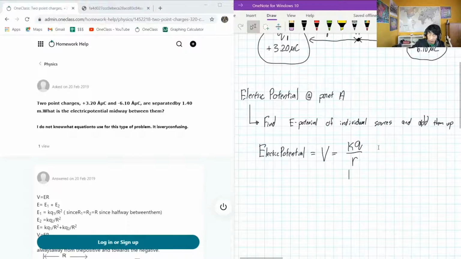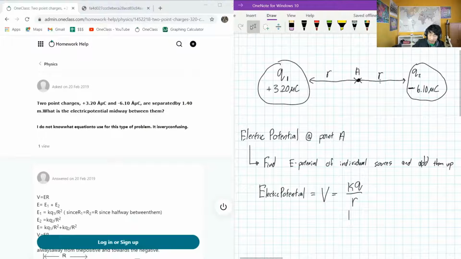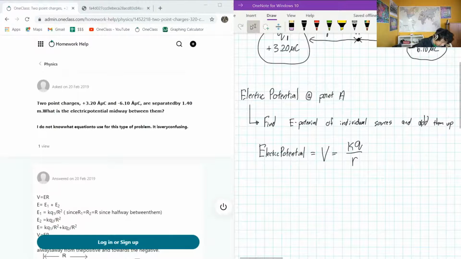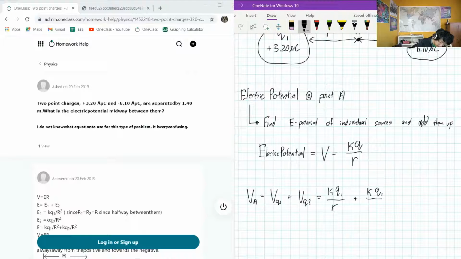So we know that r is going to be the same for both of them. So our V at point A, let's call it VA, is going to be equal to the V from Q1 plus the electric potential from Q2. And subbing them out, we have kQ1 over r plus kQ2 over r for the second one. Okay, well, Q2, not Q1.